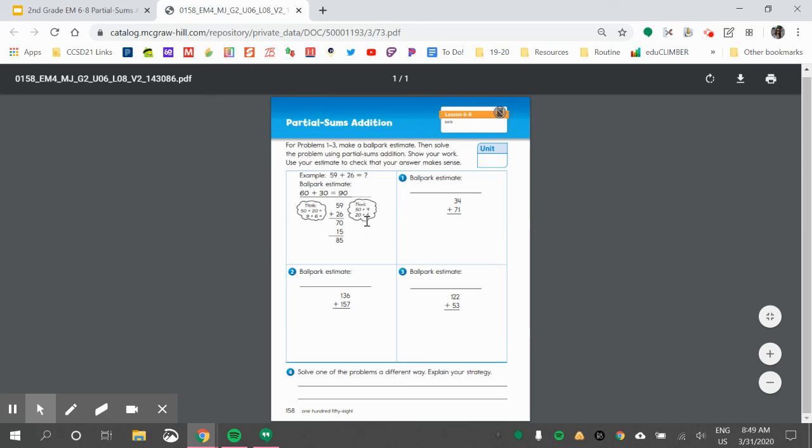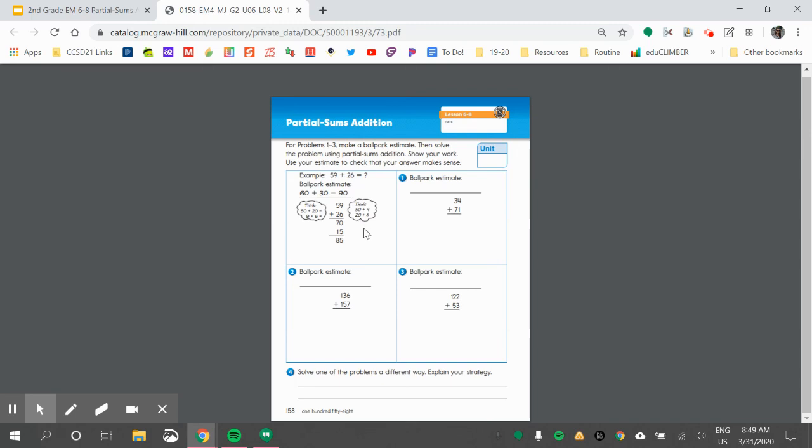I would love you to try the expanded form without base 10 blocks, but of course, if you need to draw base 10 blocks, they're always there for you. Double check your estimate to make sure that it is a close number.